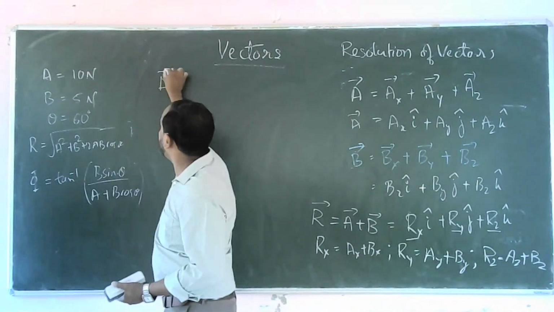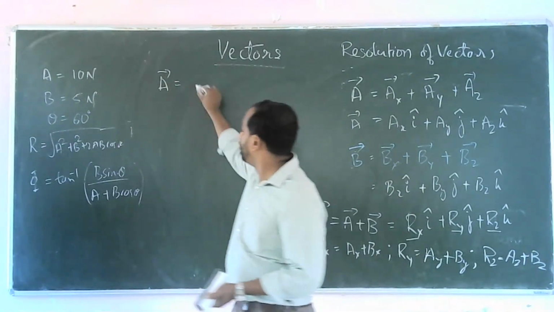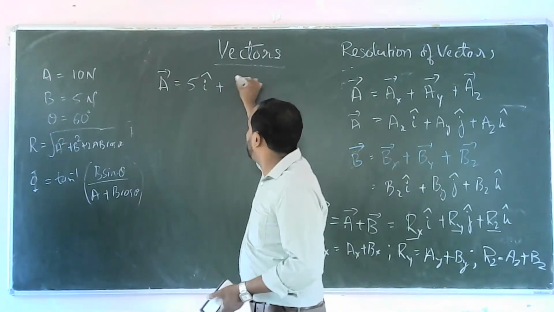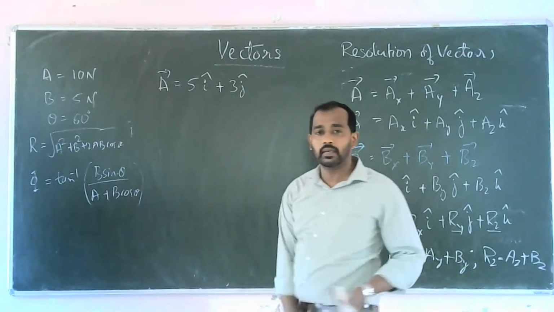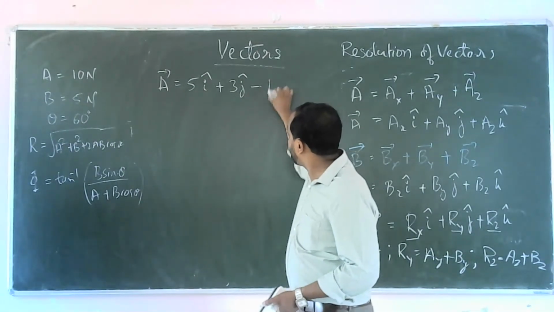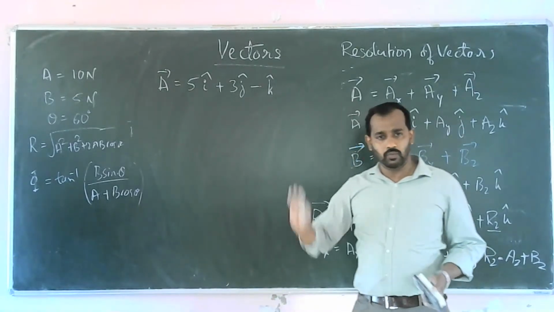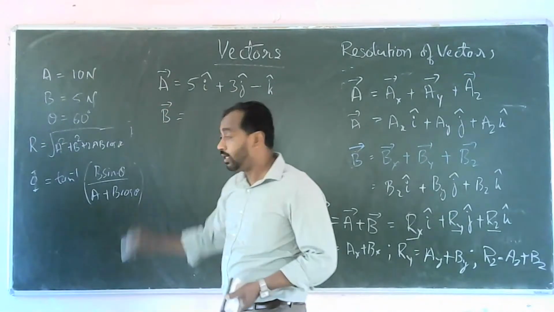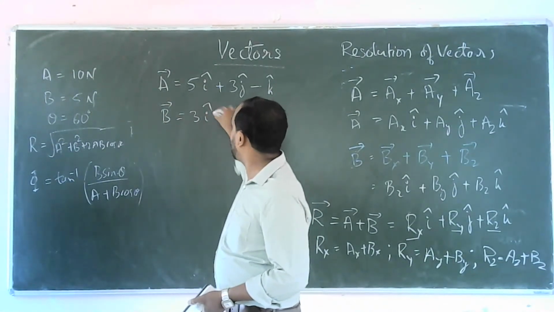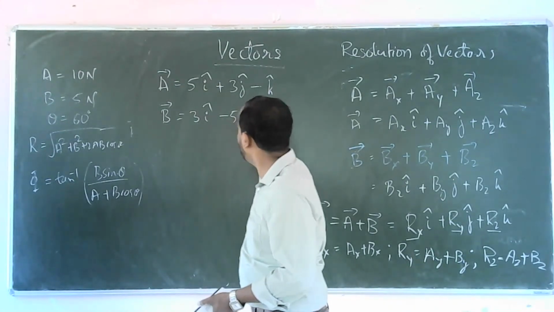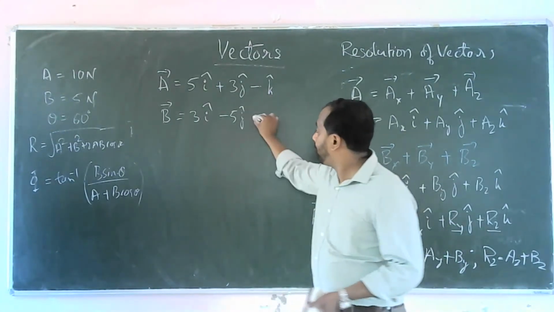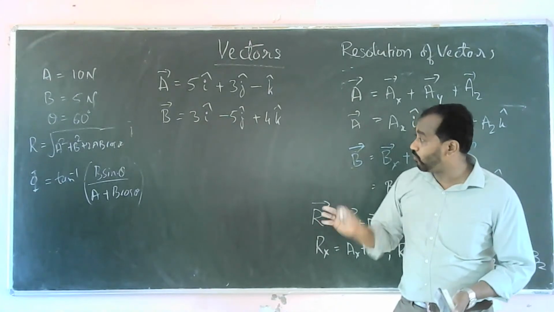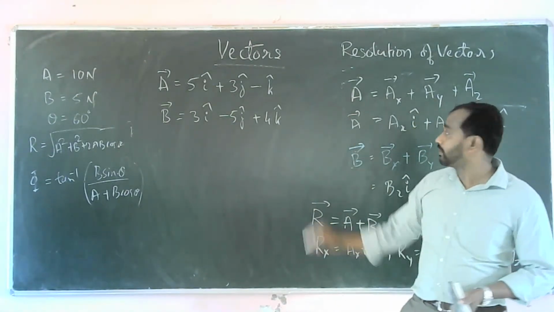Imagine that two vectors, vector A, is given as, for example, 5 I cap plus 3 J cap minus K cap. I will explain it later. Similarly, vector B is represented as 3 I cap minus 5 J cap plus 4 K cap. Now we need to find out the resultant R.